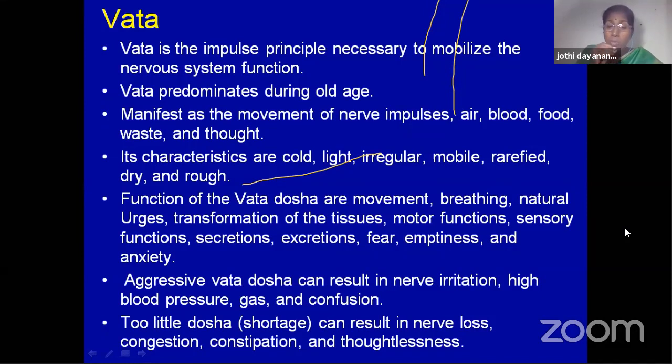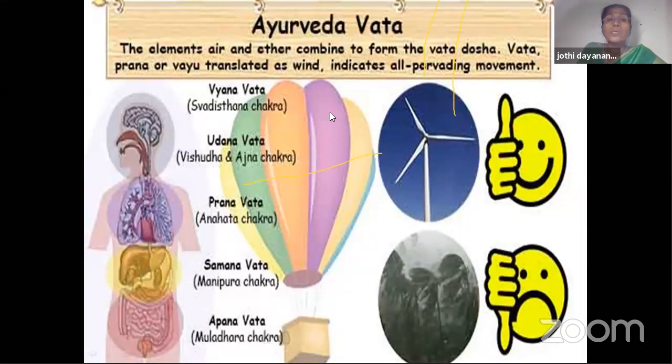Too little dosha, that is a shortage of Vada, can result in nerve loss. They say that a nerve will lose its functioning, and it would lead to constipation. It could also lead to thoughtlessness. You cannot think, you cannot bring out any kind of results from what you are at the moment, right? So too much or too little can lead to some kind of problem in the human body. So according to Ayurveda, Vada is the element of air, combined to form the Vada dosha. Vada, the prana, leads to wind inside the body. So when too much gas is formed, what does it lead to?